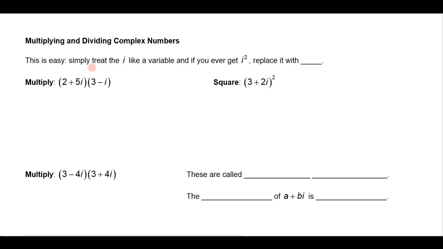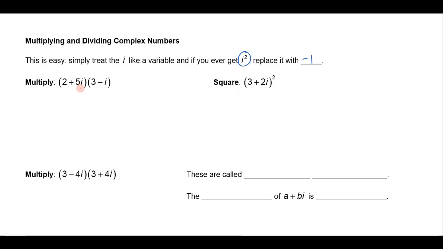Hi everyone. In this lesson we want to learn how to multiply and divide complex numbers. Now again, you shouldn't think of complex numbers as being complicated because they're really not. They're actually pretty straightforward and easy. And all you have to do when you add, subtract, multiply, or divide complex numbers is just treat the i like a variable. And in this case, if you ever end up with an i squared, remember i squared is equal to a negative 1, so you get to simplify that.